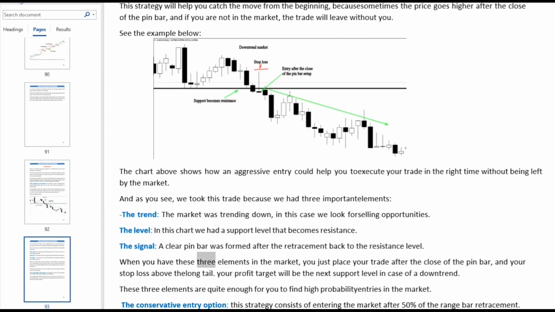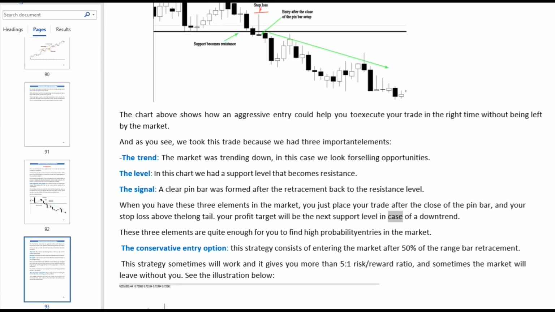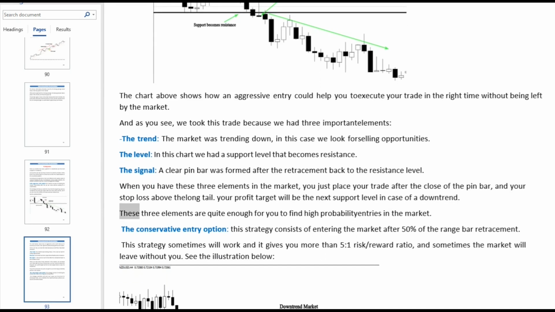When you have these three elements in the market, you just place your trade after the close of the pin bar, and your stop loss above the long tail. Your profit target will be the next support level in case of a downtrend. These three elements are quite enough for you to find high probability entries in the market.